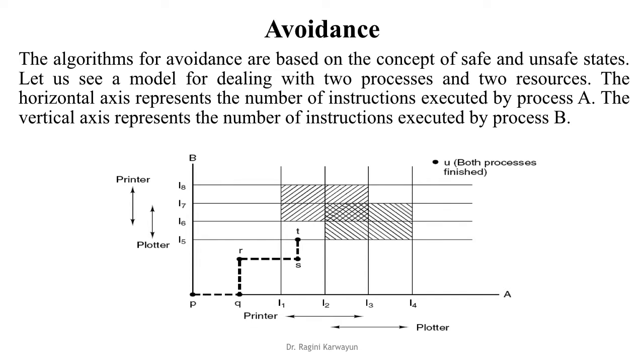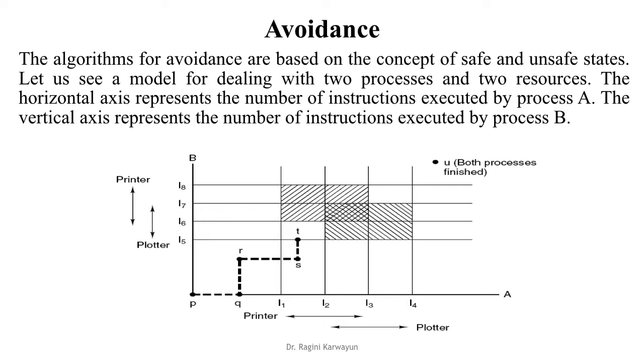So A will need printer and plotter both between I2 and I3, and B will need plotter and printer both between I6 and I7. So how will the operating system now execute these instructions, and what is the concept of safe and unsafe state here? Let us assume these two processes are taking turns while executing. So for a particular time A will execute, then B, then A and B and so on.